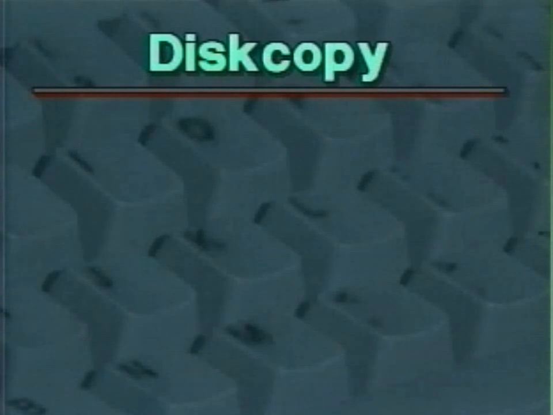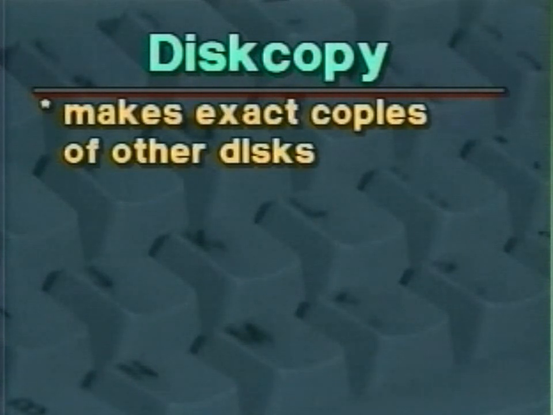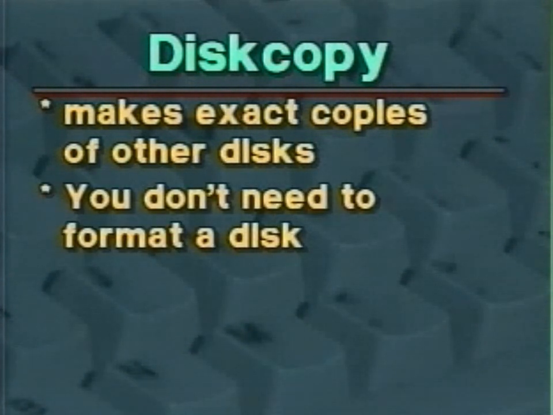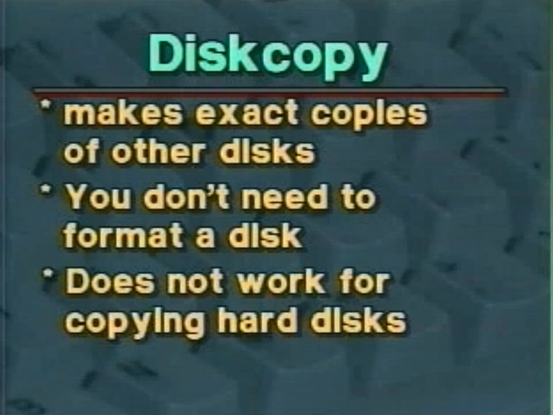Now let's look at the Disk Copy command. It is always a good idea to make a copy of all your disks containing software programs and using them instead of the originals. We will use the Disk Copy command to make these copies. The Disk Copy command is a little different than the Copy command because it will make an exact copy of everything from one floppy disk to another floppy disk, including the format. In other words, if you use the Disk Copy command, you don't have to format a new diskette before you copy files to it. Disk Copy will not work for copying files to or from the hard disk.